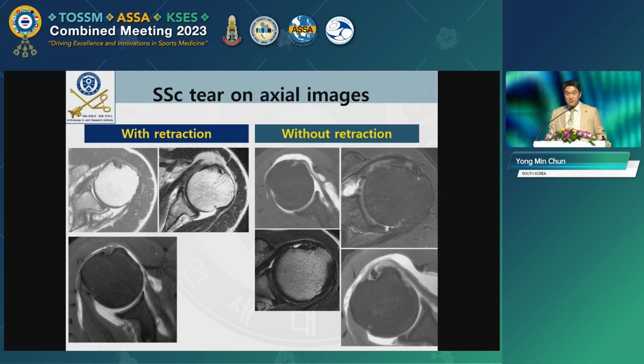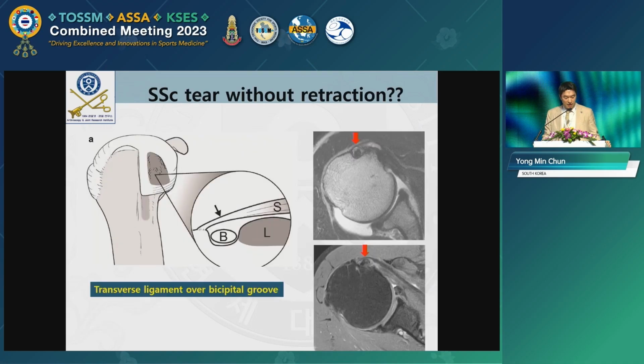These are all subscapular full-thickness tears. In advanced cases, we can identify this kind of retraction. But in many early stages of full-thickness tear, there is no retraction, because I think despite the full-thickness tear, the subscap tendon was tethered by the transverse ligament of the bicipital groove.